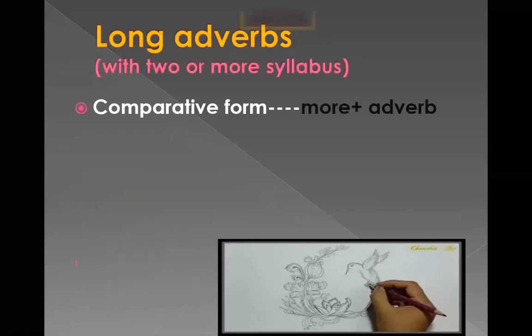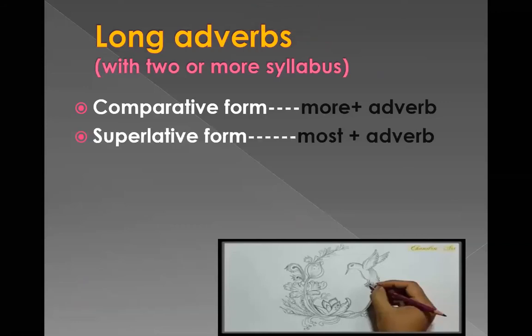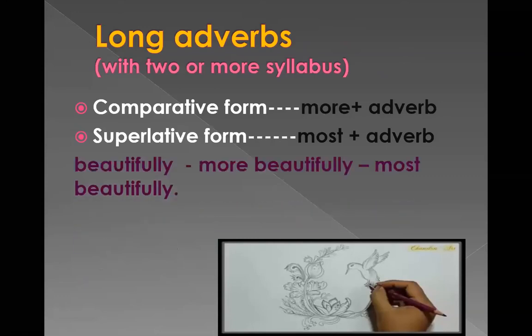If the adjective is long, or if the adverb is long, consists of two or more syllables, we add before it more, and in the superlative most. Like this example: beautifully. Beautifully is an adverb. If I want to make it in comparative form, I write before it more: more beautifully. If I want to make it in superlative form, it will be most beautifully.